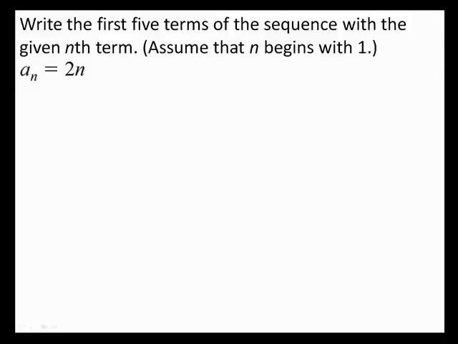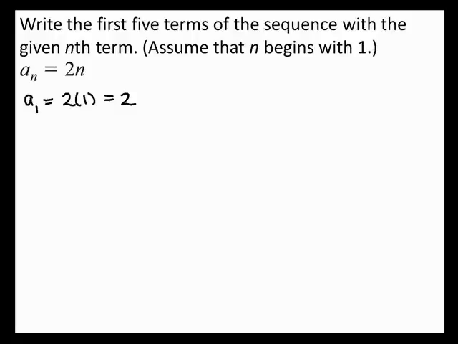Write the first 5 terms of the sequence with the given nth term. Assume that n begins with 1. a sub n is equal to 2n. Substitute 1 for n. Simplify 2 times 1. You find that a1 is equal to 2.